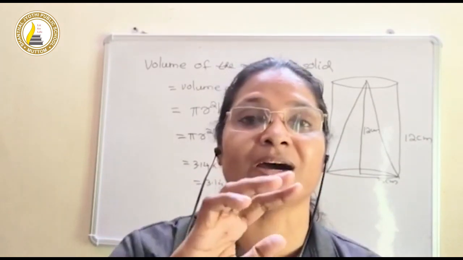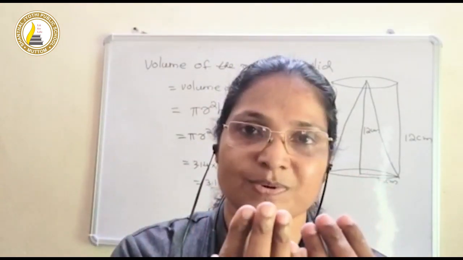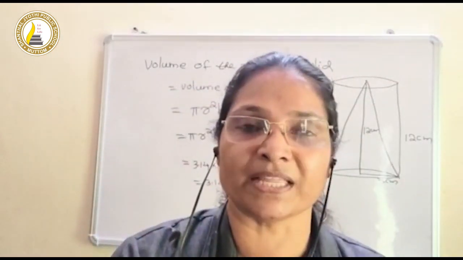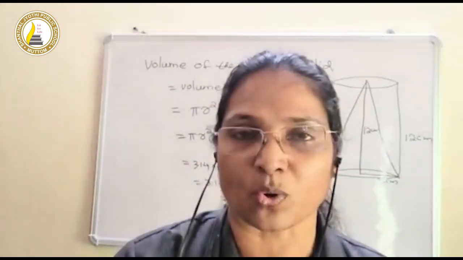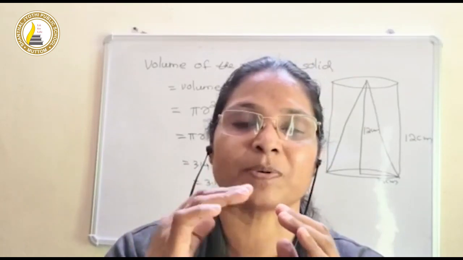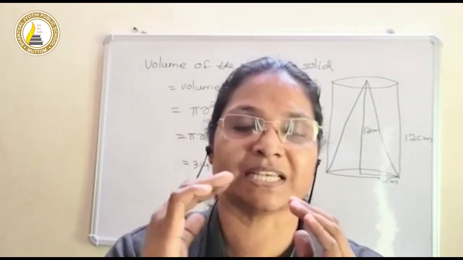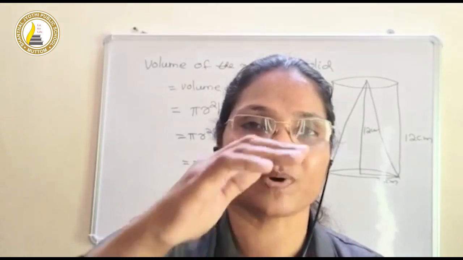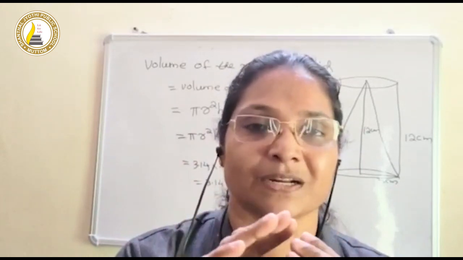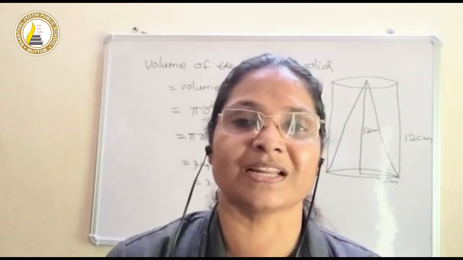Total surface area of the remaining solid: the curved surface area of the cylinder will remain, and the top base area will remain. But the bottom base will not be there, since we are removing the cone from the cylinder. Then one hole is there, whose shape is the curved surface of the cone. So we add these three areas: curved surface area of the cylinder 2 pi r h, plus one base area of the cylinder, pi r square, plus the cone's curved surface pi r l. l we have found already. Substituting those values and simplifying will give the answer.